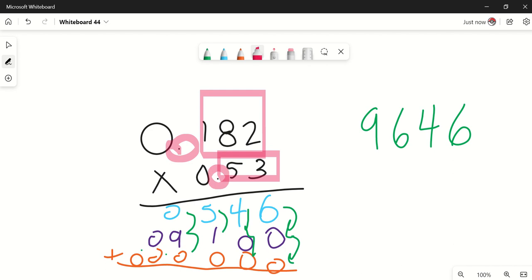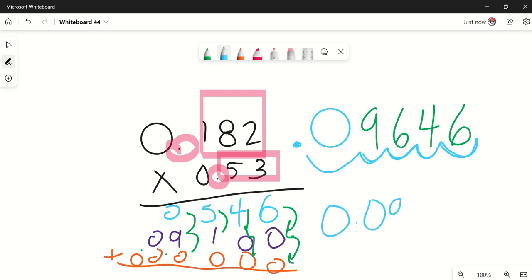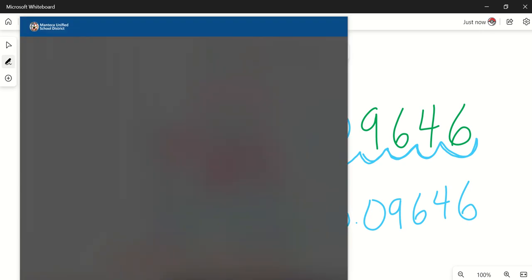We need all 5 of those numbers because what we're going to do is start from the very end and jump to the left the same number of times as there are numbers. So 1, 2, 3, 4, and 5, which means I need to annex a 0. The decimal will go here, which means my answer will be 0.09646.